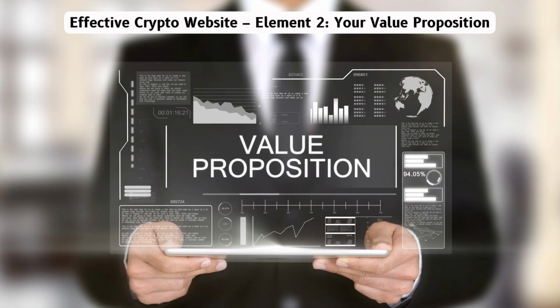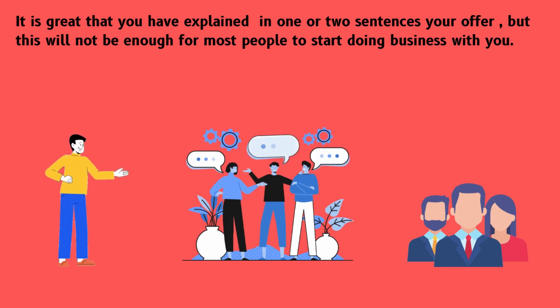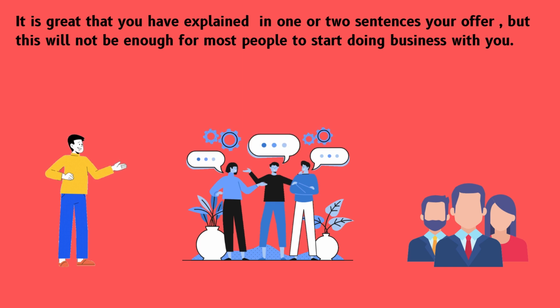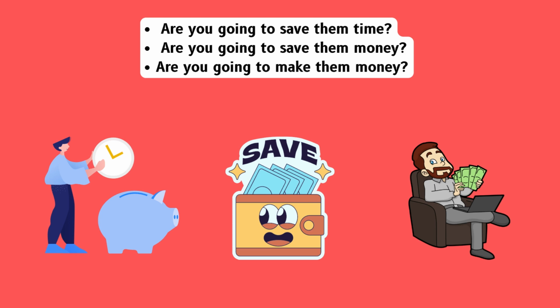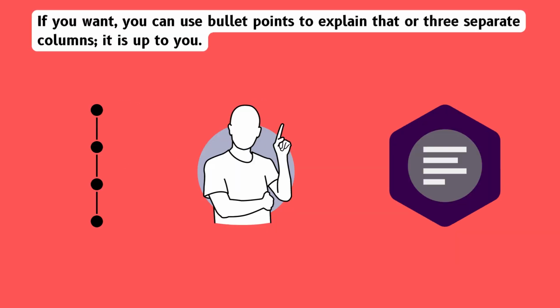Effective crypto website, Element 2: your value proposition. It is great that you have explained your offer in one or two sentences, but this will not be enough for most people to start doing business with you. You need to explain to your visitors what they'll get when they invest in your blockchain solution, and what the benefits are for them. Are you going to save them time? Are you going to save them money? Are you going to make them money? In all cases, explain the benefits, not the features.